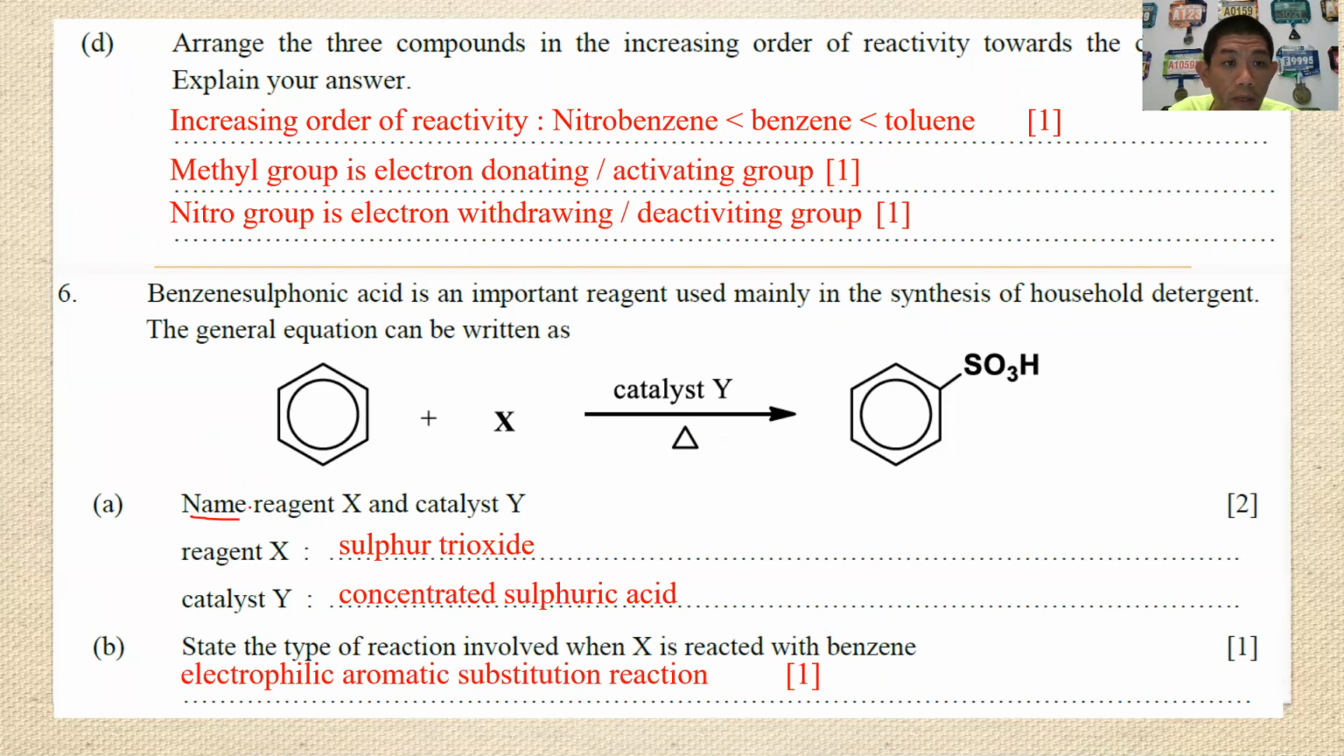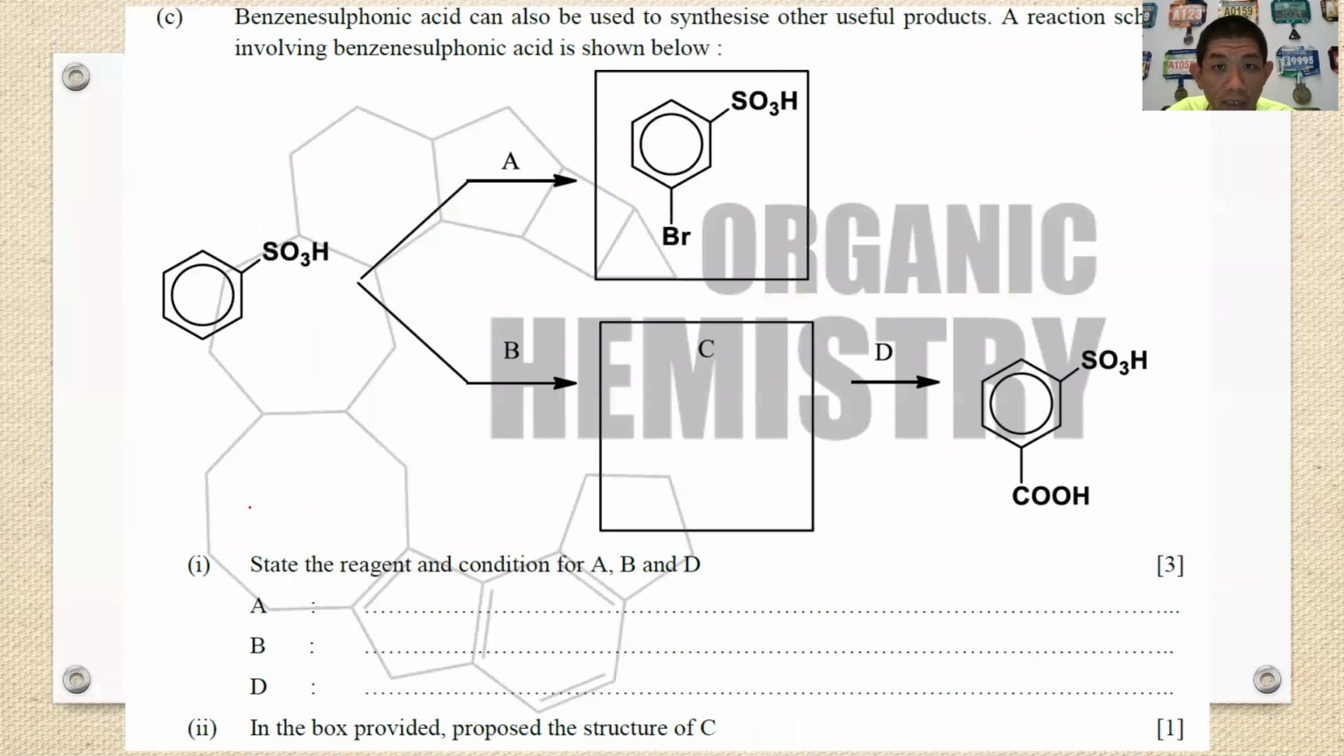Okay, number 3: benzene sulfonic acid can be used to synthesize other useful products. A reaction scheme involving benzene sulfonic acid is shown below. So benzene sulfonic acid reacts with A to form bromobenzene sulfonic acid, and reacts with B to form an intermediate C, and then your reagent D to form the COOH SO3H, meta-carboxyl benzene sulfonic acid. Name the reagent and condition for A, B, and D.